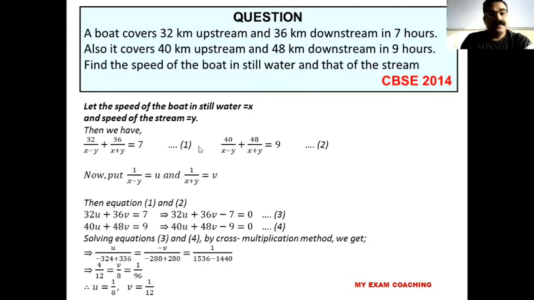So here, let the speed of the boat in still water be x, and the speed of the stream, the speed of the water current, be y. So then we have the formula from the given equation. The boat covers 32 km upstream and 36 km downstream in 7 hours. Upstream means the speed will be less and downstream means the speed will be more.